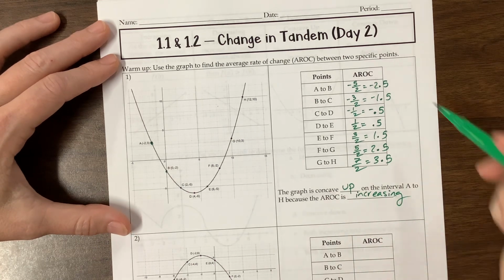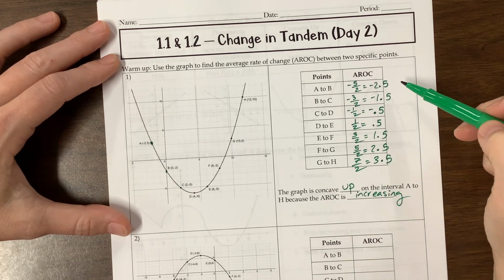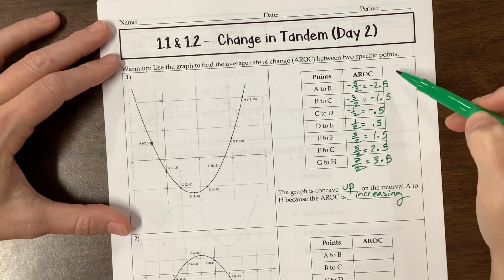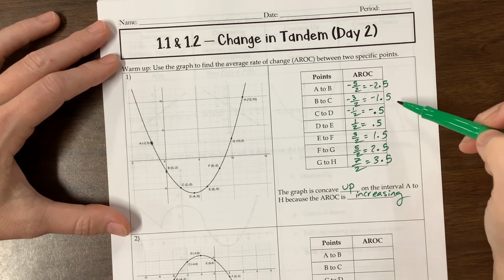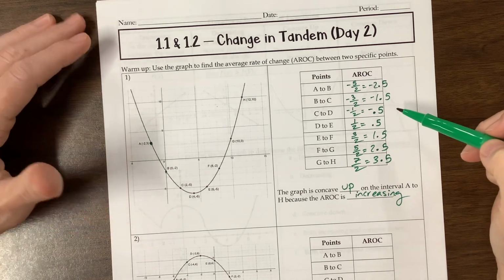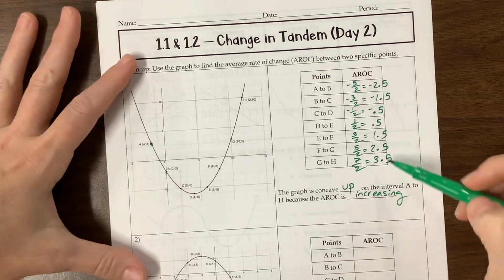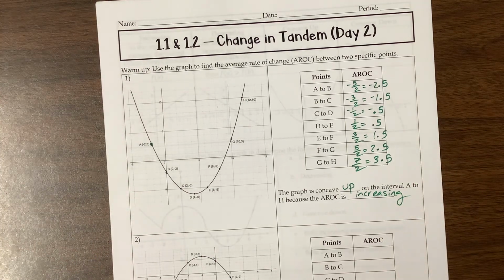When that average rate of change goes from a negative 2.5 to a negative 1.5, you'd rather owe me $1.50 than owe me $2.50. So your value is bigger when you owe me less. Does that make sense? And 3.5 is obviously bigger than 2.5.